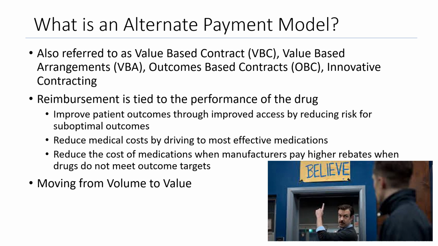Alternate payment models are based on value. And so we're trying to tie the price, the net cost of the drug, to the value that that drug delivers. Different types of alternate payment models, the different names for them are value-based contracts, value-based arrangements, outcomes-based contracts, innovative contracting. They're all basically the same thing. And again, it's where reimbursement is tied to the performance of the drug.